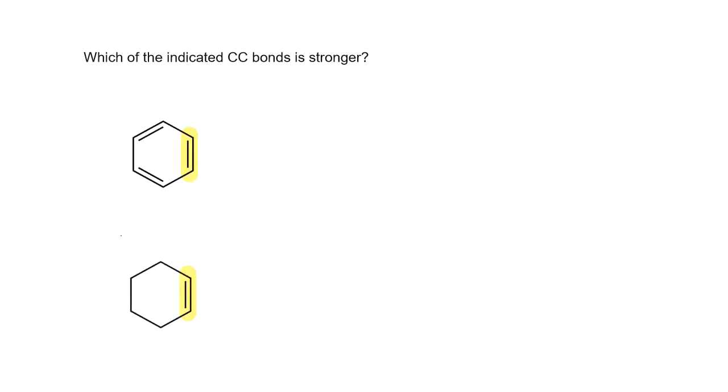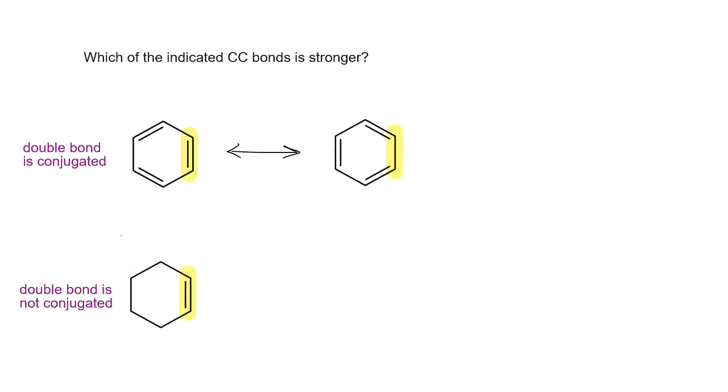So in this problem here, we're comparing two bonds which both appear to be double bonds at first glance, but in the first case, the double bond is involved in resonance, whereas in the second case, it is not. So let's look at the resonance structures of benzene to see how resonance affects the bond strengths. So half the time the bond looks like a double bond, and half the time it looks like a single bond. So which one is it?